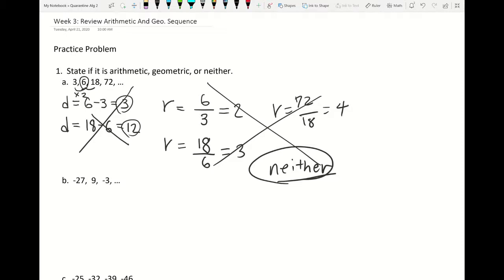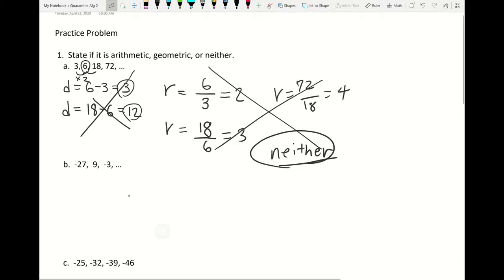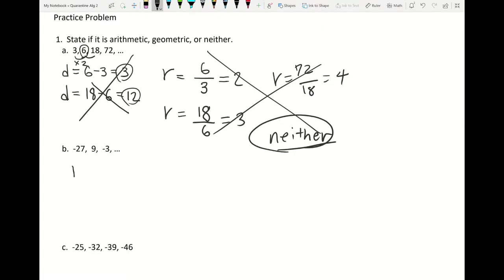So let's check and see if it's geometric. Again, to check and see if it's geometric, you pick a number, 9, and then divide it by the previous number, negative 27. And if you reduce, you will get negative 1/3. So it's dividing by negative 3 or multiplying by negative 1/3.